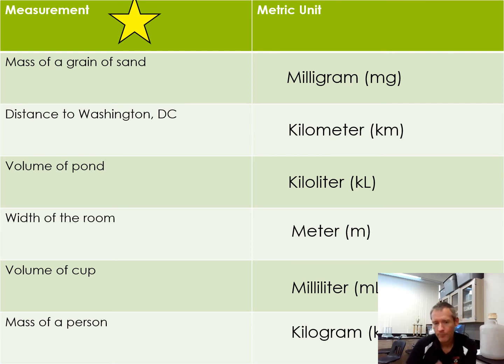So think about normal English units. If you think of the mass of a person, you always think about pounds, which is actually weight, but pounds and kilograms are going to be similar. Width of the room, you might think of yards or feet. So a meter would be somewhat equivalent. A meter and a yard are very similar. Distance, think of miles, so that means obviously it's going to be kilometers.